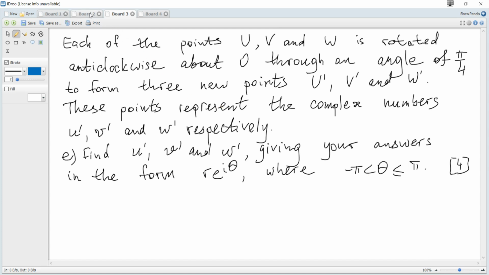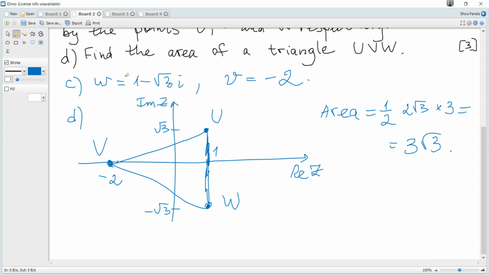So if we represent U, V and W in the form r e^(iθ), it's the modulus-argument form, or Euler's form. r is the distance from the origin, and θ is the argument, the angle. Zero is here. In anticlockwise there are positive angles, in clockwise there are negative angles.